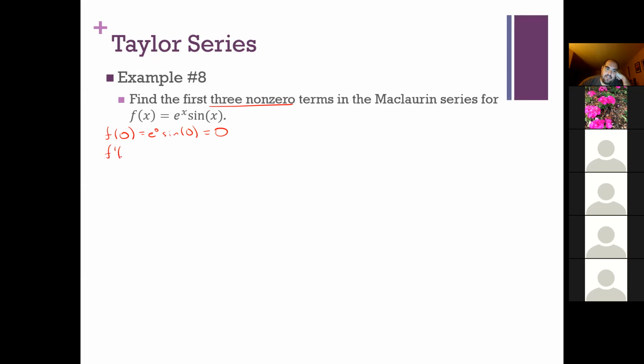So what is the first derivative of e to the x sine of x? Would it be 1? Oh, did you already take the derivative? Let me catch up with you. Sorry. So e to the x sine of x plus e to the x cosine of x. And then yes, I agree. F prime of 0 would be 1.